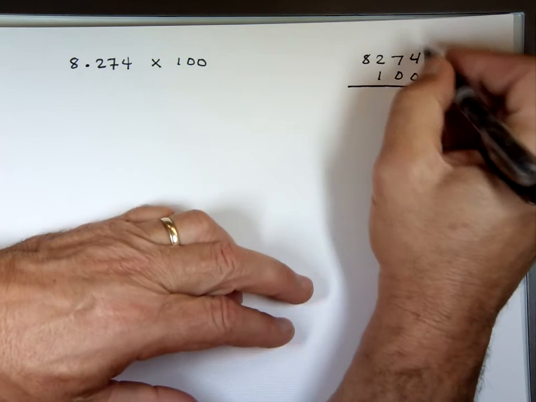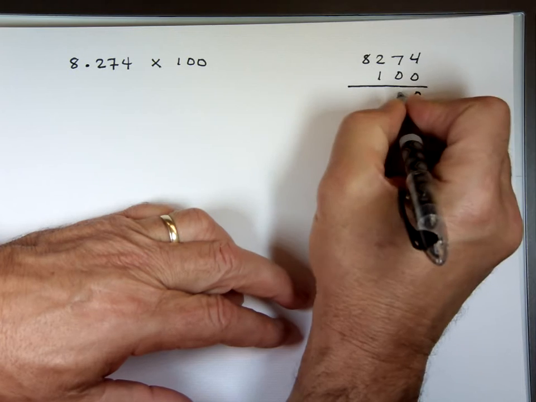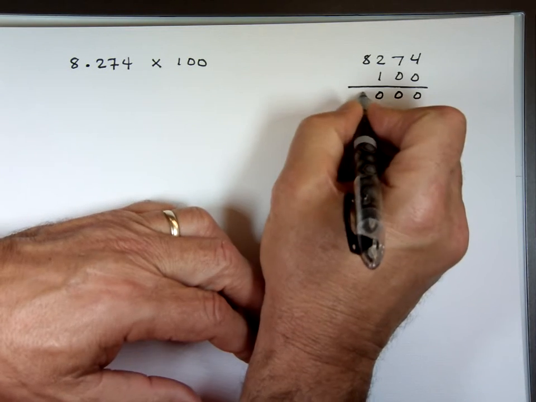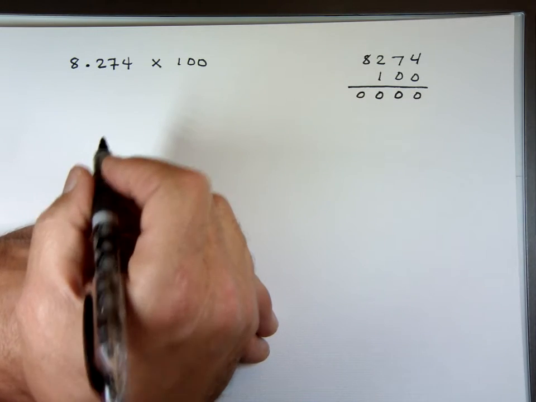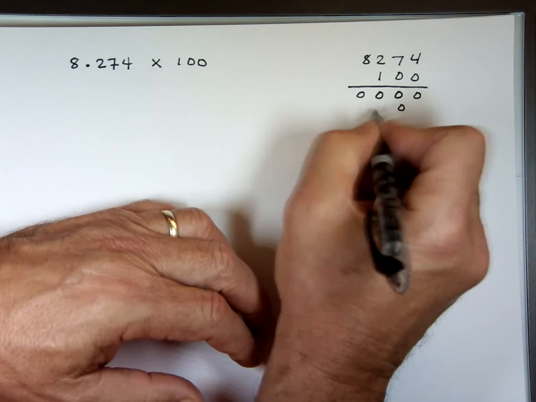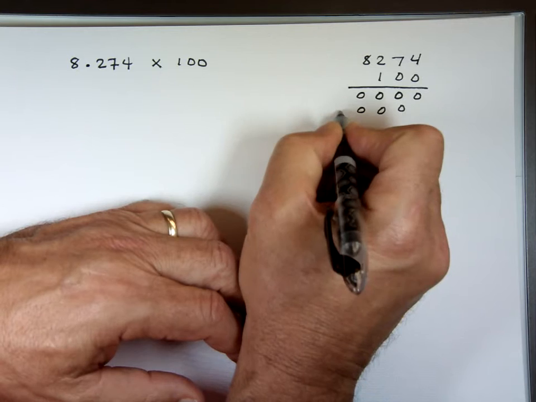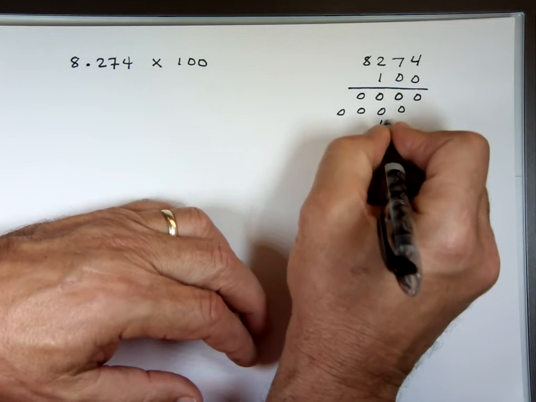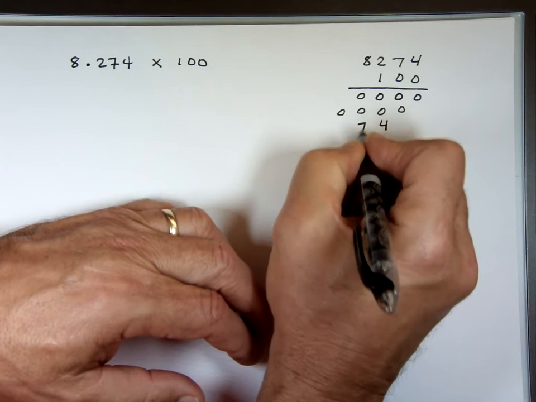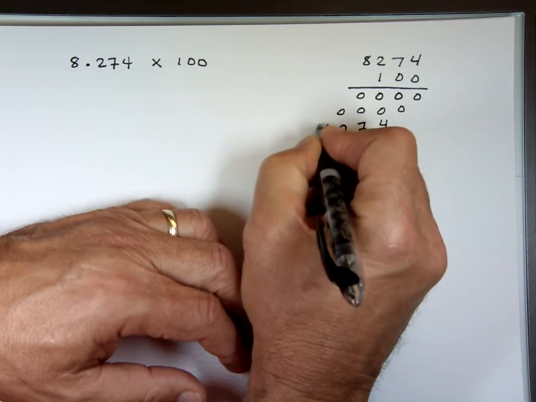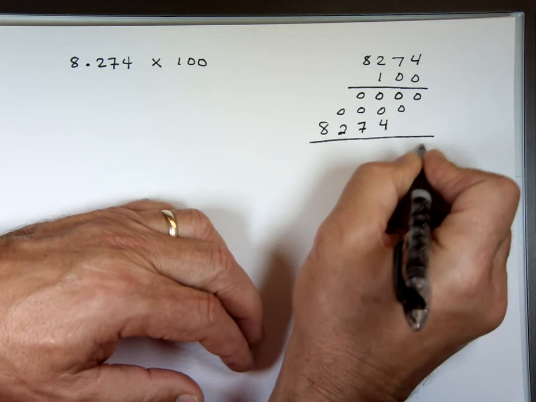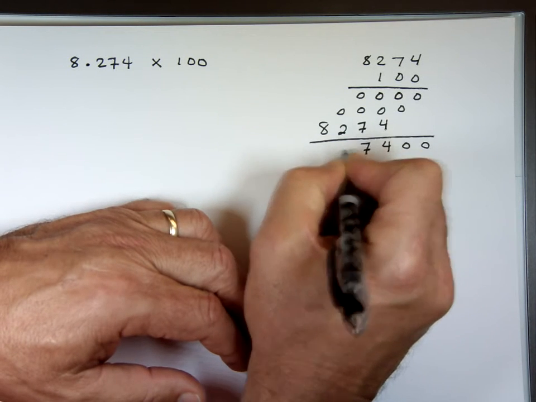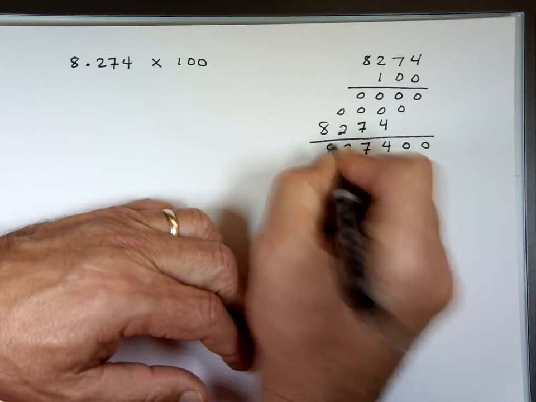0 times 4, 0. 0 times 7, 0. 0 times 2, 0. 0 times 8, 0. Let's do it again. 0, 0, 0, 0. And the last one, 1 times 4, 4, 1 times 7, 7, 1 times 2, 2, and 8. Let's add them. 0, 0, 4, 7, 2, 8.